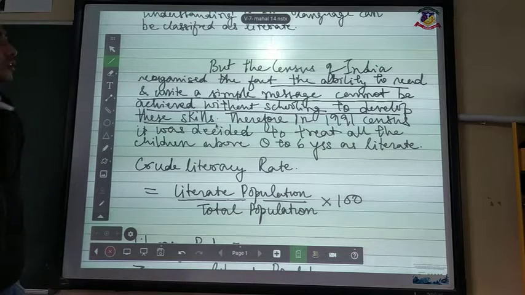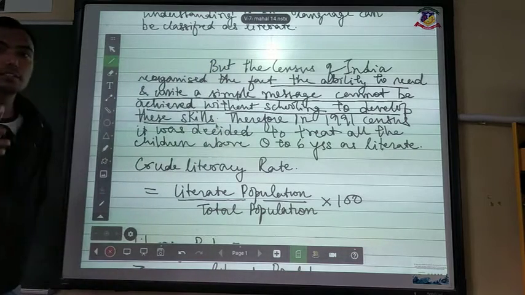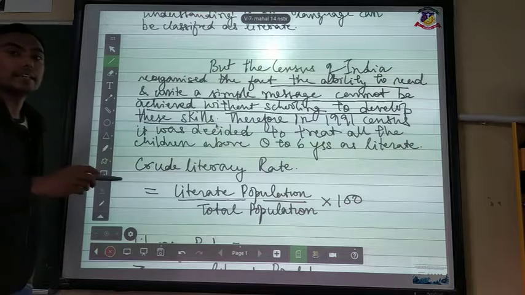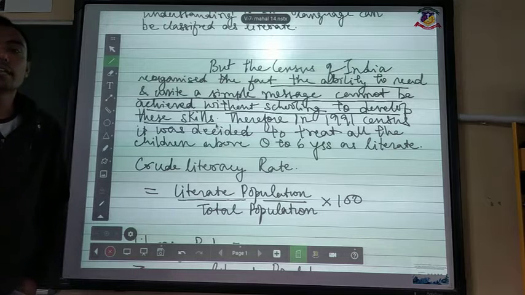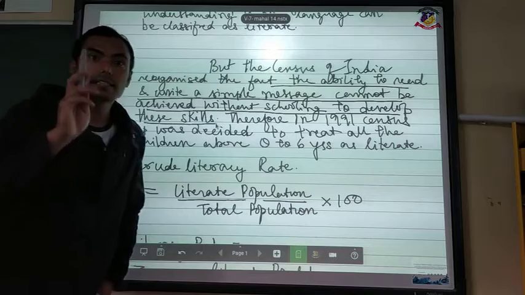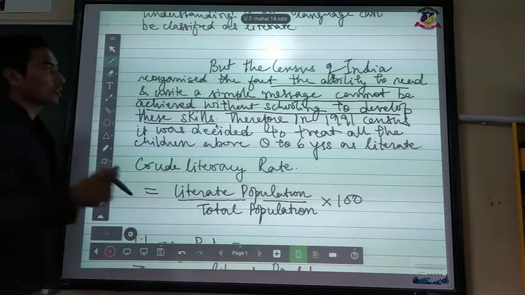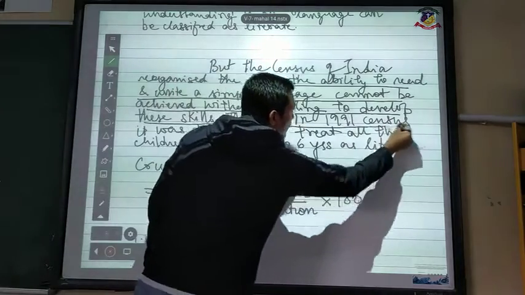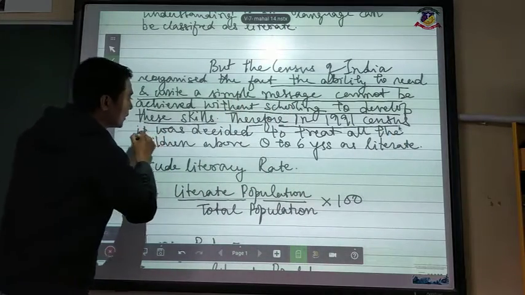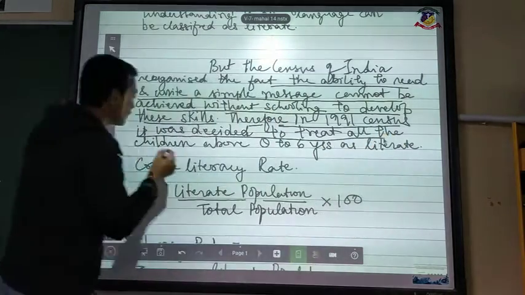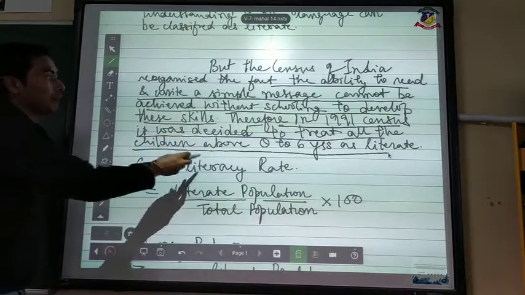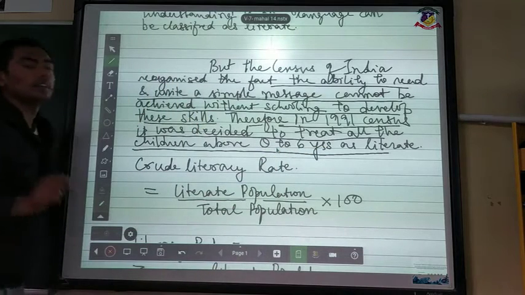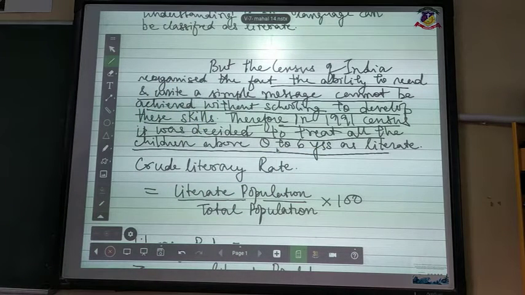Clear? So based on the Census of India, it has been defined that children above the age of 7 will be classified as literate persons. Therefore, in the 1991 census, it was decided to exclude all children from 0 to 6 years when calculating the literacy rate of India.